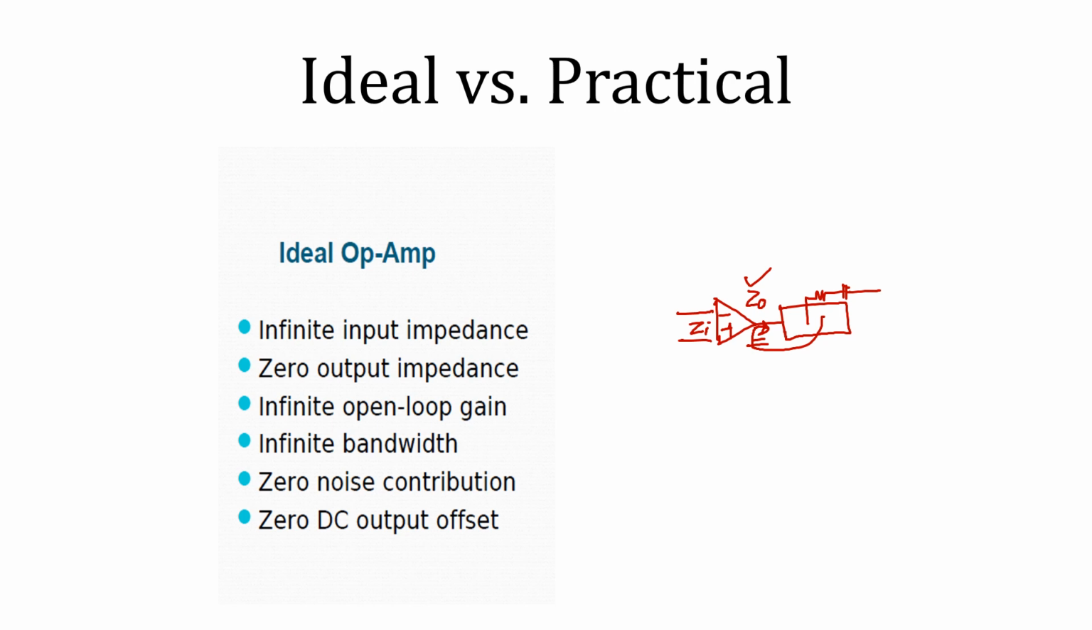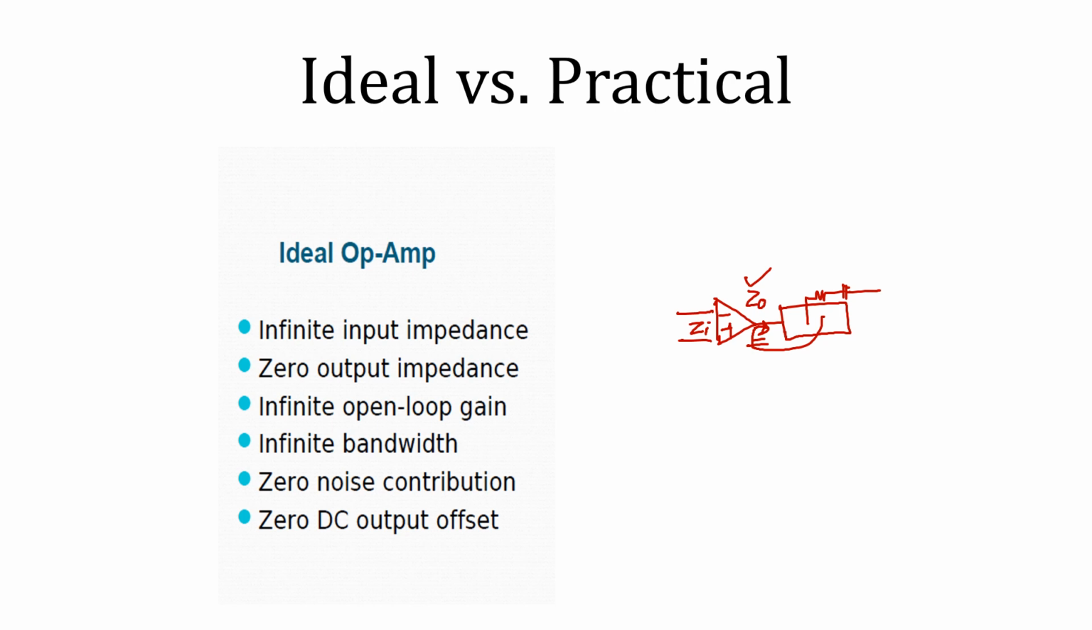We will see practically whether all these things are possible or not, but these are ideal characteristics. Then the fifth one is zero noise contribution, that is, it should not generate any noise. And the last one is zero DC offset output, as we have already said, it should not include any DC component in the signal when we are amplifying any signal.